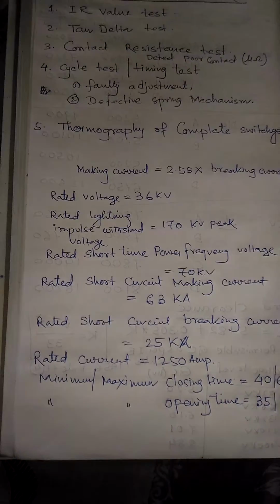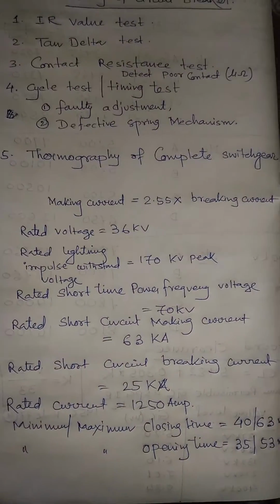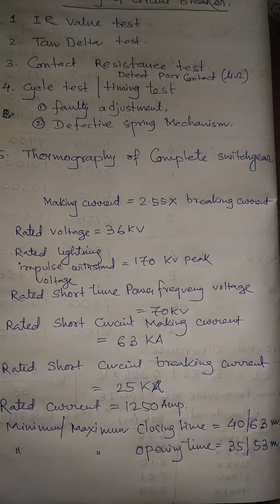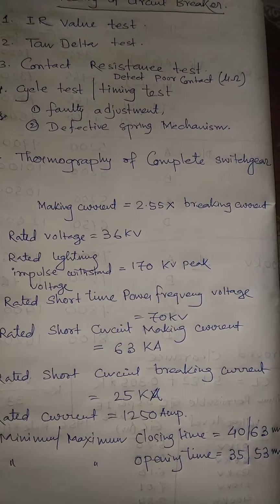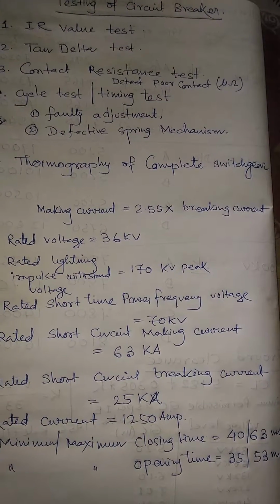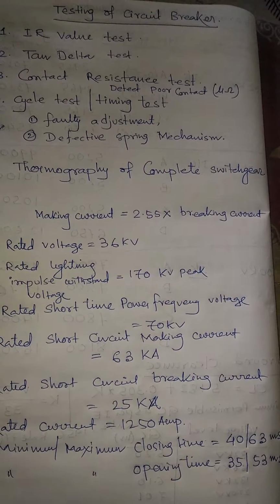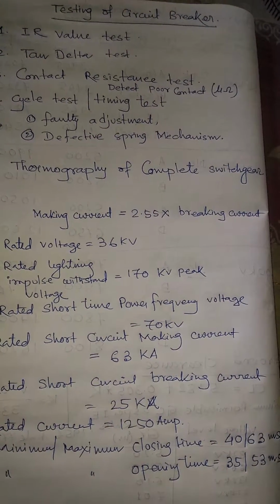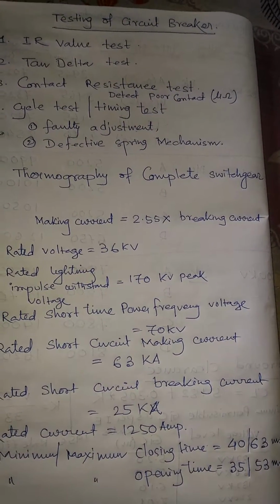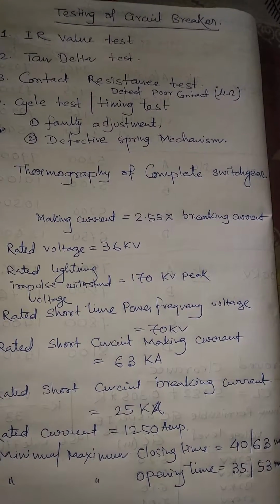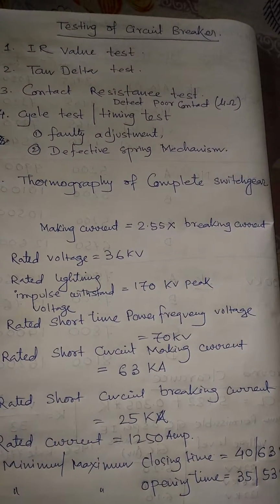Now we are discussing what the making current and the breaking current are. Making current is equal to 2.55 times the breaking current. During the switching on operation, a huge amount of current passes from the fixed contact to the moving contact, which is called the making current of the breaker. The making current of the breaker is greater than the breaking current because during breaking a smaller amount of current goes through, and that's why it's called the breaking current.